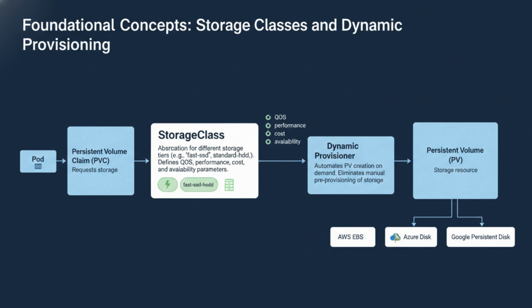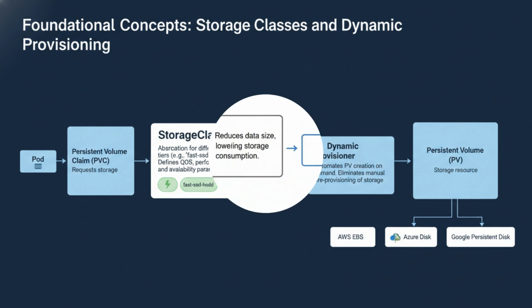Dynamic provisioning, enabled by storage classes, automates the creation of persistent volumes on demand, eliminating the need for manual pre-provisioning. When a pod requests a persistent volume claim, PVC, referencing a storage class, a PV is automatically created and bound, significantly streamlining operations and ensuring resources are provisioned exactly when and where they're needed.